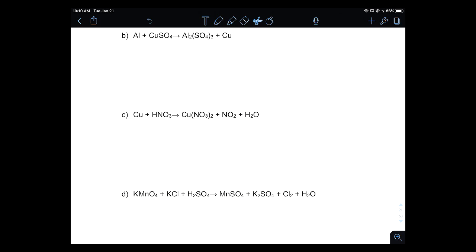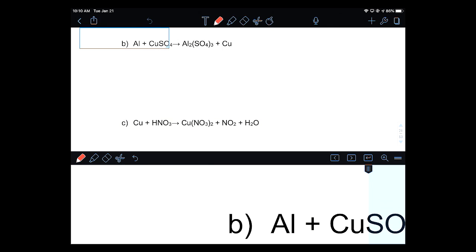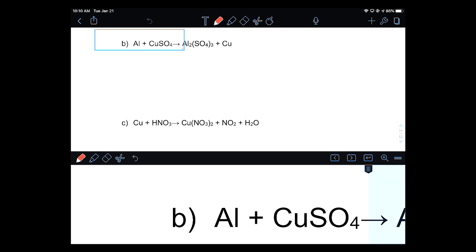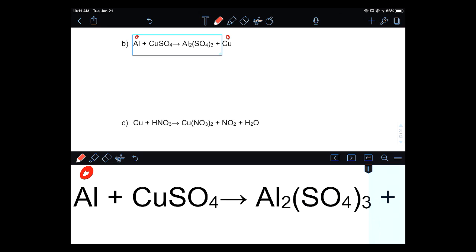This one's a little bit more straightforward. So the very first thing we want to do is identify our oxidation states. So I'm going to look at my aluminum. It's a metal. It's all by itself, so it's a pure element. The oxidation state is 0. The other pure element is the copper on the other side, so that one's also 0. And now it's just a matter of identifying these other ones.